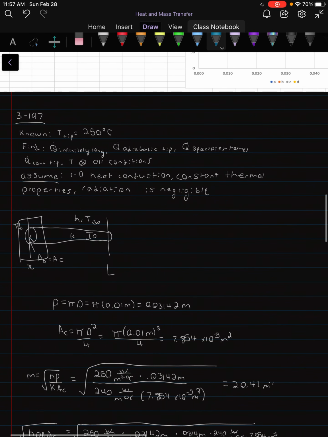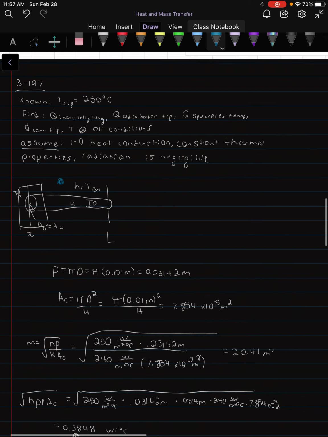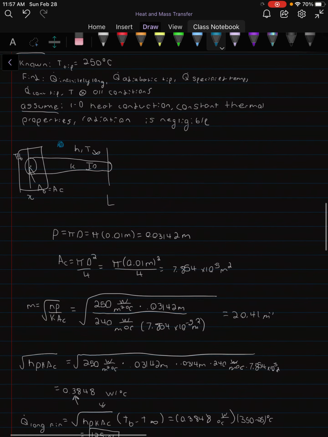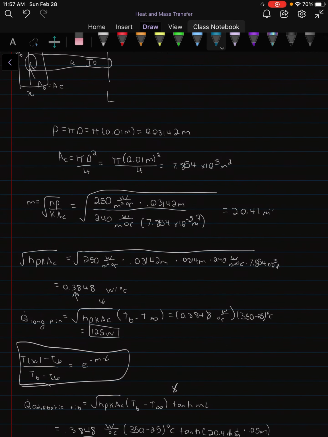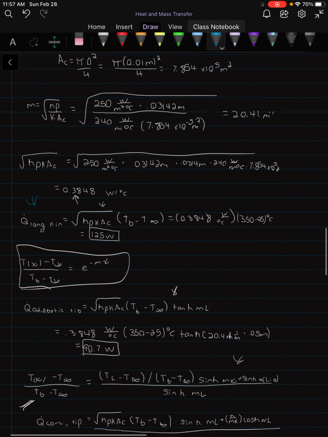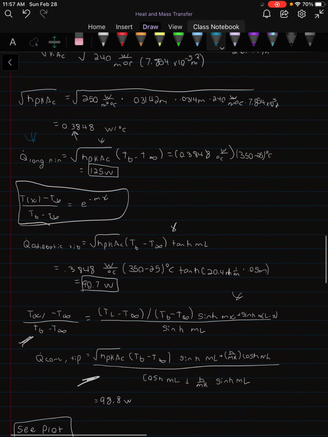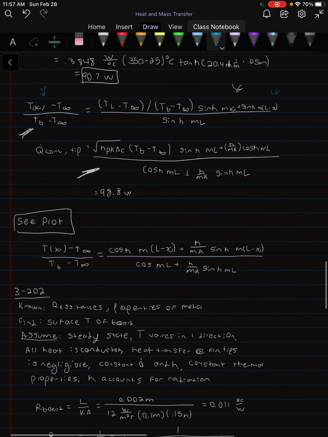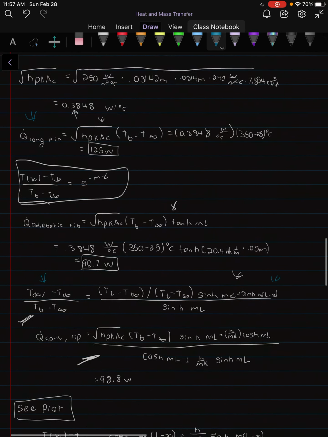For 3-197, we have our knowns, which is this written here, and the temperature of the tip is 250 degrees C. So we want to find the heat transfer of various things. We can use the equations given. And as you can see, first you want to find the perimeter, the area, and then M. And then these values are used to find the Q, heat transfer of a long fin, adiabatic tip, and your final temperature profile, which is given in the equations. So there is a plot above that shows you this.